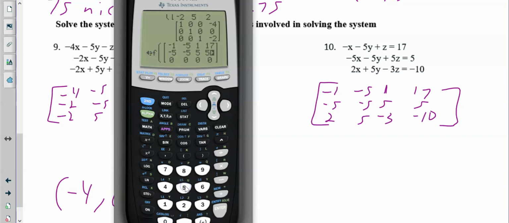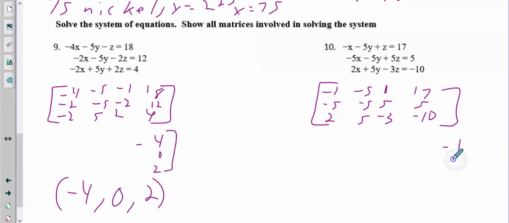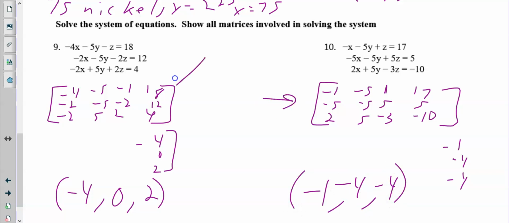5 and 5. And then 2, 5, -3, and -10. Now notice it didn't register once, so that's why we double check. So I'm double checking right now. -1, -5, 1, 17, -5, -5, 5, 5, 2, 5, -3, -10. Enter. And there's my numbers right there. -1, -4, -4. And remember, this is how you show your work on the test, writing on that augmented matrix.